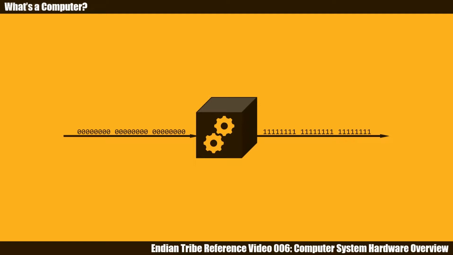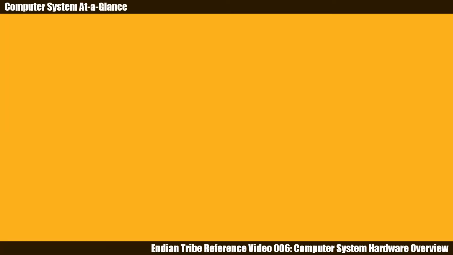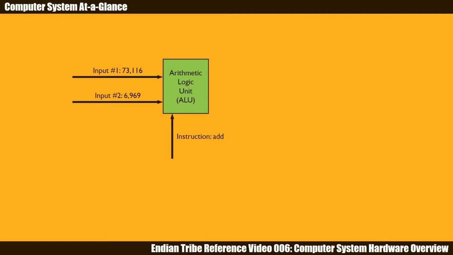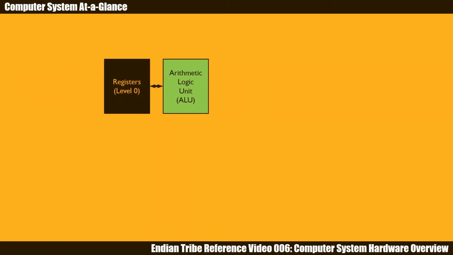Let's take a quick look at the basic building blocks. At the heart of the computer, you will find the arithmetic logic unit. It just does math. For instance, you could feed it two numbers and ask it to add them together. It would then spit back the sum. The data and instructions that the arithmetic logic unit needs to perform computations come from registers. They are very, very fast, but very, very tiny memory.